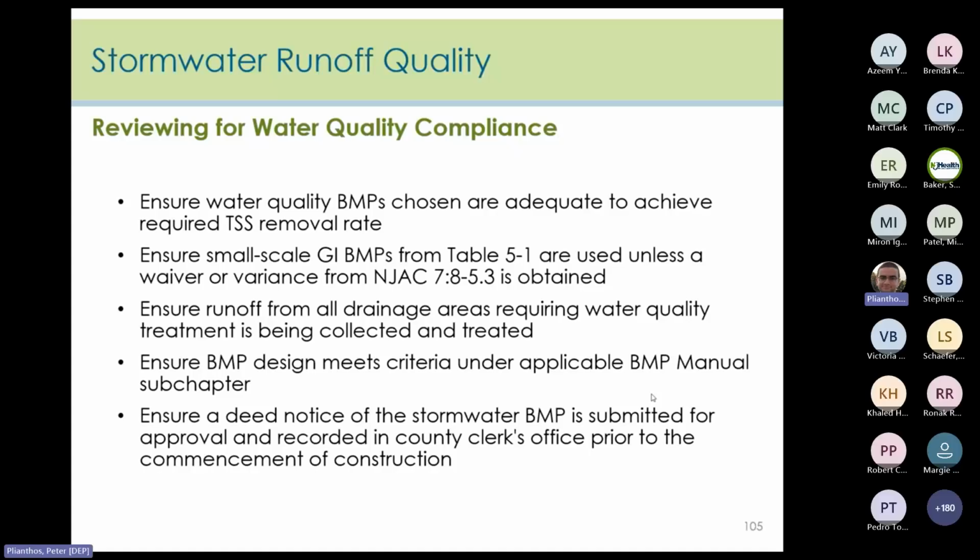In summary, when reviewing the stormwater runoff quality component of a project, the reviewer must ensure the water quality BMPs chosen are adequate to achieve the required TSS removal rate, ensure small-scale GI BMPs from Table 5-1 are used unless a waiver or variance from N.J.A.C. 7:8-5.3 is obtained, ensure runoff from all drainage areas requiring water quality treatment is being collected and treated, ensure BMP design meets the criteria under the applicable BMP manual subchapter, and ensure a deed notice of the stormwater BMP is submitted for approval and recorded in the county clerk's office prior to the commencement of construction.